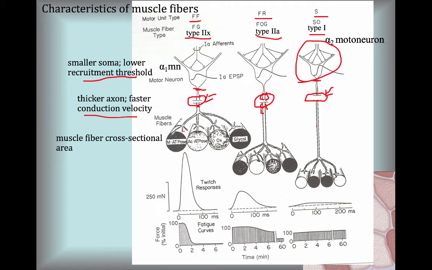This is looking at cross-sectional area of the muscle fibers in the motor unit. And you can see that the type 2X have the biggest cross-sectional area. Type 1s have the smallest cross-sectional area, and the 2As tend to be intermediate.